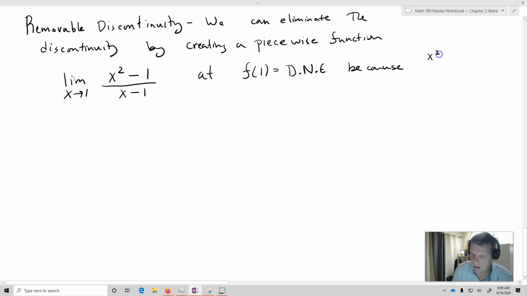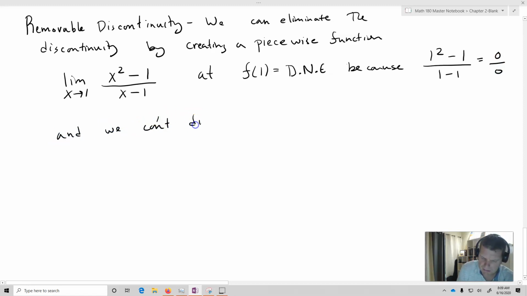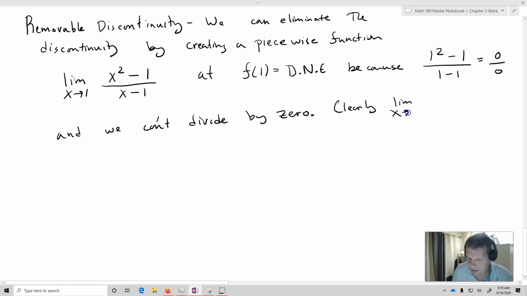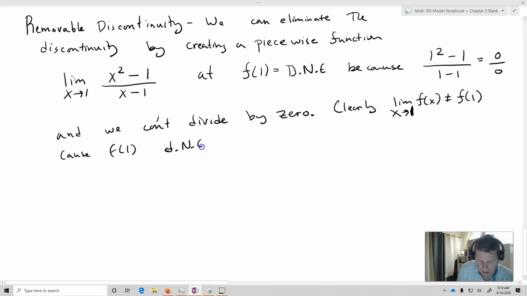1 squared minus 1 over 1 minus 1 is 0 over 0, and we can't divide by 0. So it does not exist. So we've got a problem there. Clearly, the limit as x approaches 1 of f of x does not equal f of 1, because f of 1 doesn't exist. F of 1 does not exist.